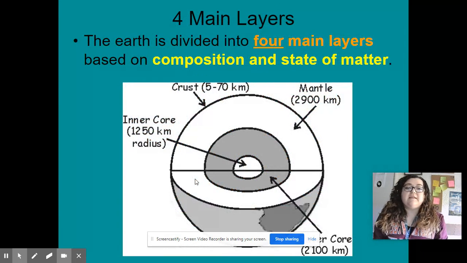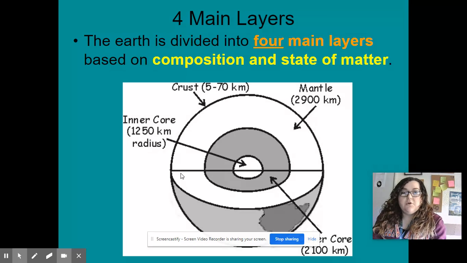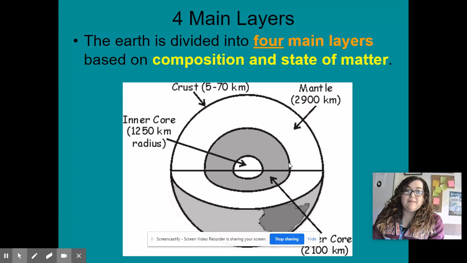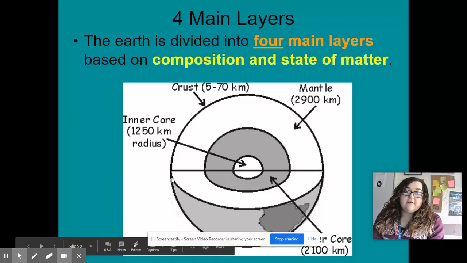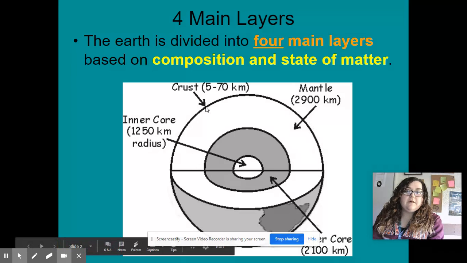So there are 4 main layers to our Earth. Just like we talked about the different layers of the sun, our planet also has different layers. So in your notes right there, it says the Earth is divided into 4 main layers, and it's based on composition and state of matter. So as we can see here in the picture, we have the inner core, the outer core, the mantle, and the crust. Now there is a small section in here called the asthenosphere. We'll talk about that a little bit, but these are your 4 main layers.